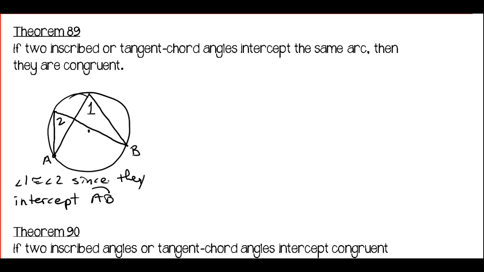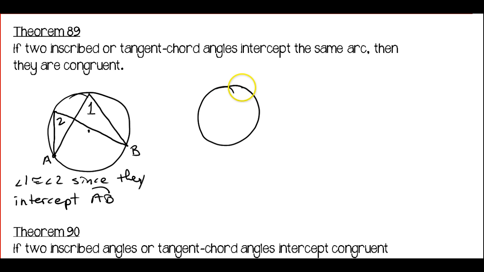Basically, any inscribed angle around this whole circle that would intercept arc AB would be congruent to angle 1 and also congruent to angle 2. So let's take a look at tangent chord angles. This one can get a little bit tricky looking at the picture.